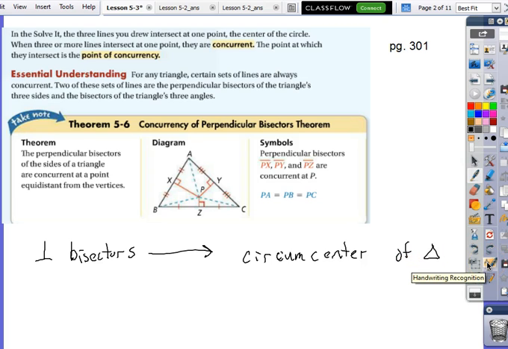So, over the course of the next couple of days, we're going to learn 4 different types of points of concurrency in a triangle, and each one of these is identified with a type of line, and you need to know what identifies with what. So perpendicular bisectors identify with something called the circumcenter.